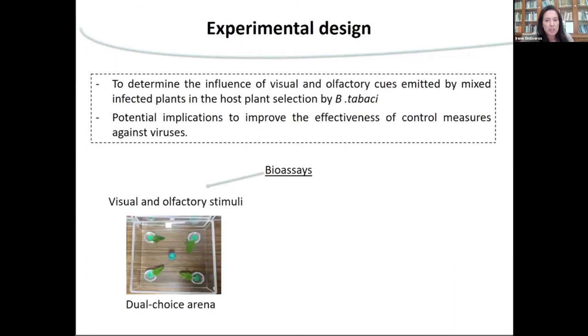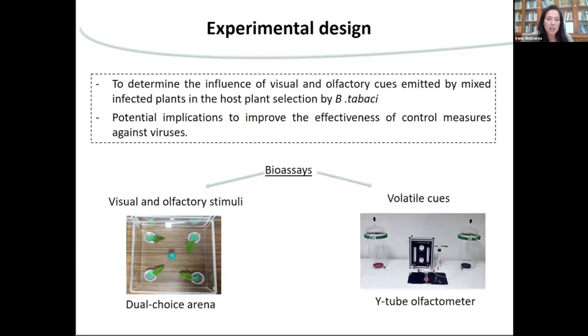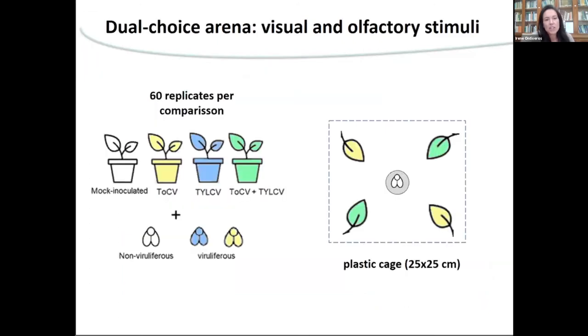dual choice experiments to test the first choice of the whitefly when exposed to both visual and olfactory stimuli. And then we tested the role of the volatiles emitted by the plants in the whitefly host selection by using a wide tube olfactometer. Well, in these dual choice experiments, we performed pairwise comparisons of tomato leaflets, single and double infected with both viruses, using healthy leaflets as control.